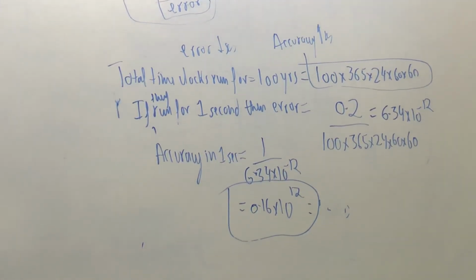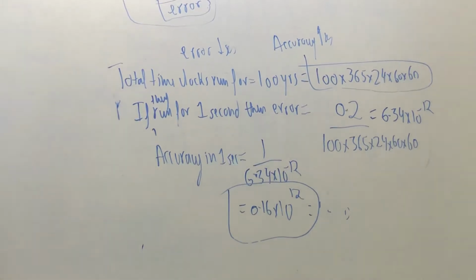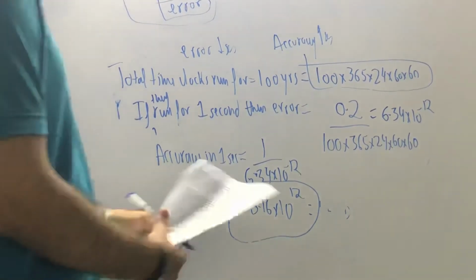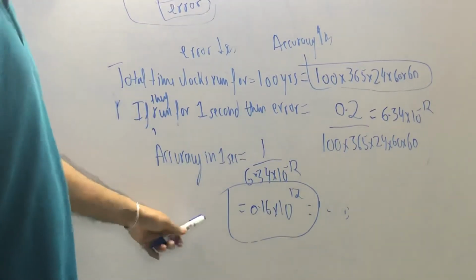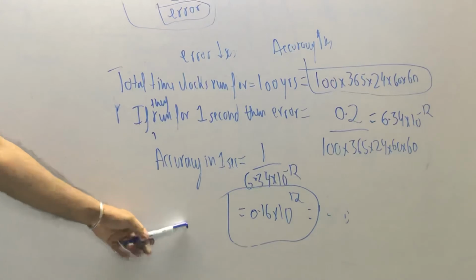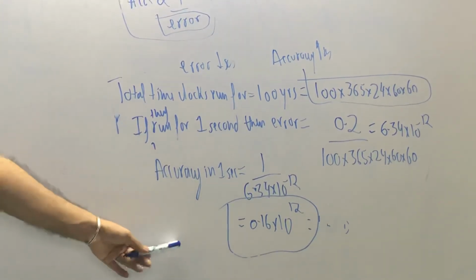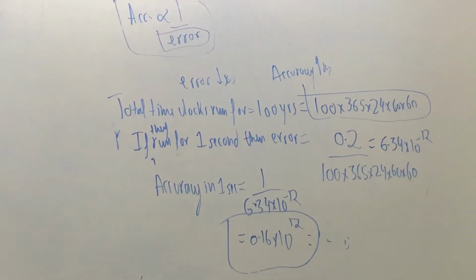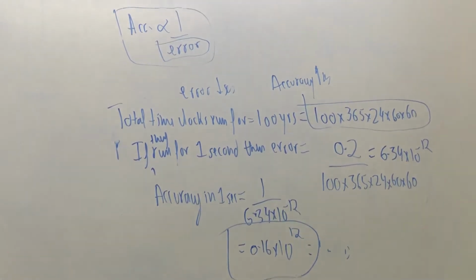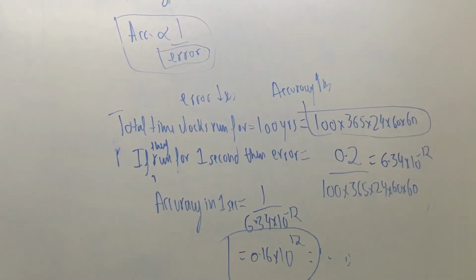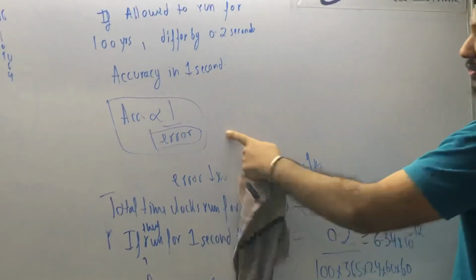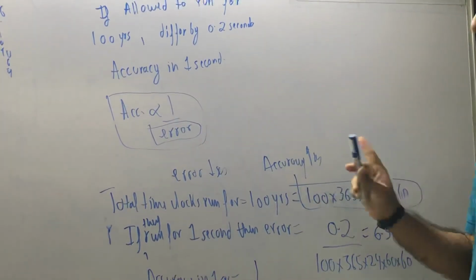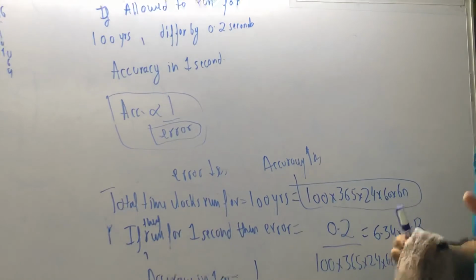to the power 12. Okay, this is your accuracy. And one thing more, this is a unitless quantity, like the error. So the accuracy of this clock is 0.16 into 10 raised to the power 12. Now let us do the next question. This is a very important formula, right? You just note this down. Accuracy is inversely proportional to error. More is the error, less is the accuracy.